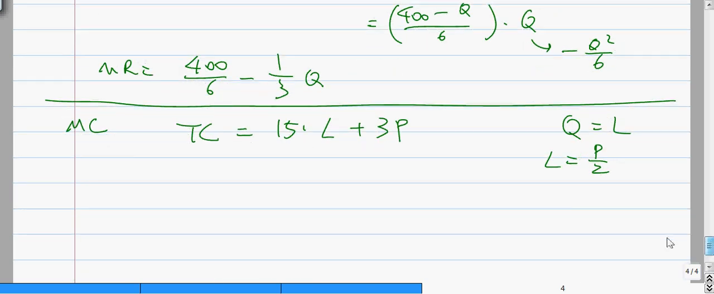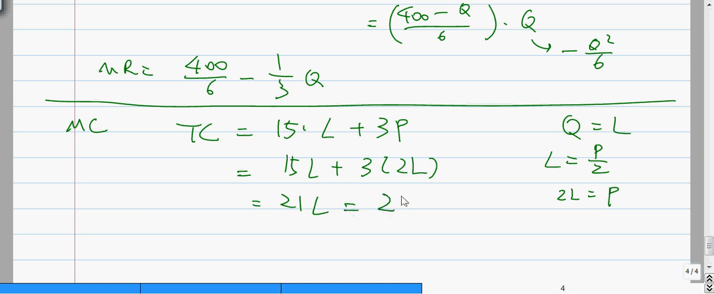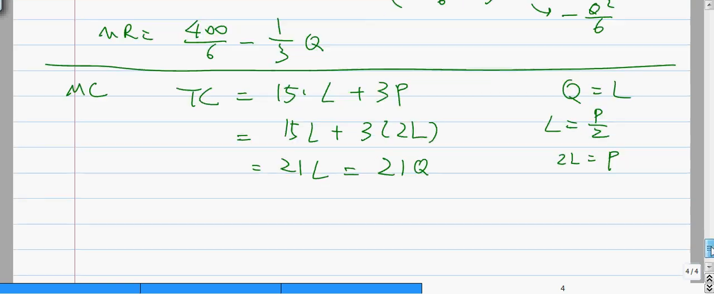So I think we can somehow solve this in terms of Q then. This is 2L is equal to P. So we have 15L plus 3 times 2L, so it's 21L. L is equal to Q, so it's 21Q. Large Q is okay too. And we have marginal cost, which is the derivative, which is 21. So then we set them equal and solve for Q.